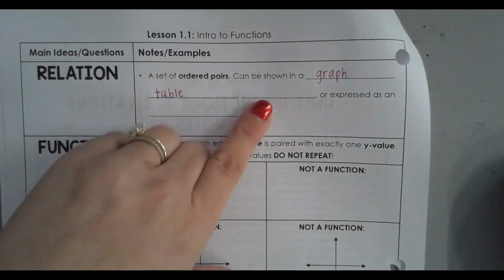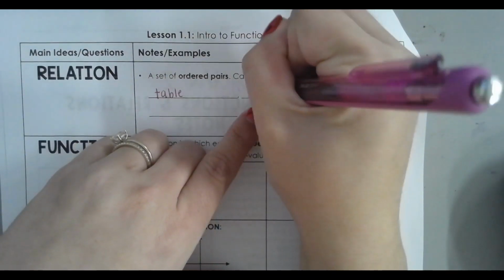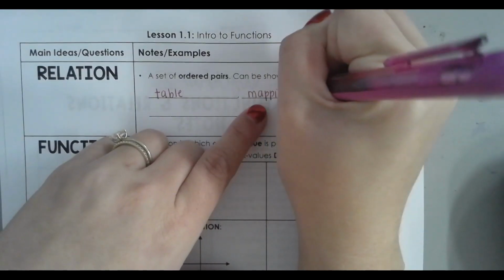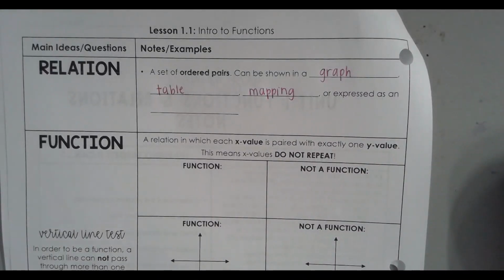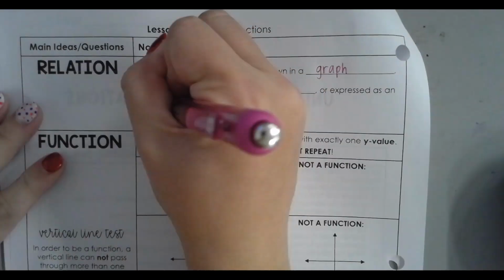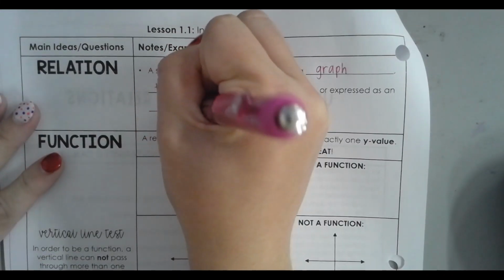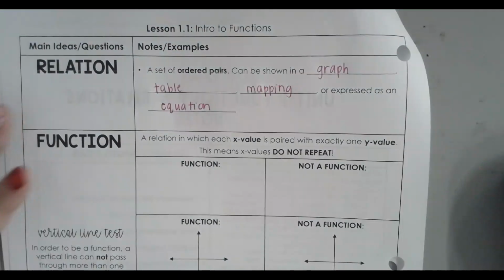You might see a mapping. If you look down at the bottom of your paper, number 3, that's a mapping. You've got like a number with an arrow. Or it can be expressed as an equation. So basically, a relation is just this big, broad term for lots of things we see in math. Equations, graphs, all of that.